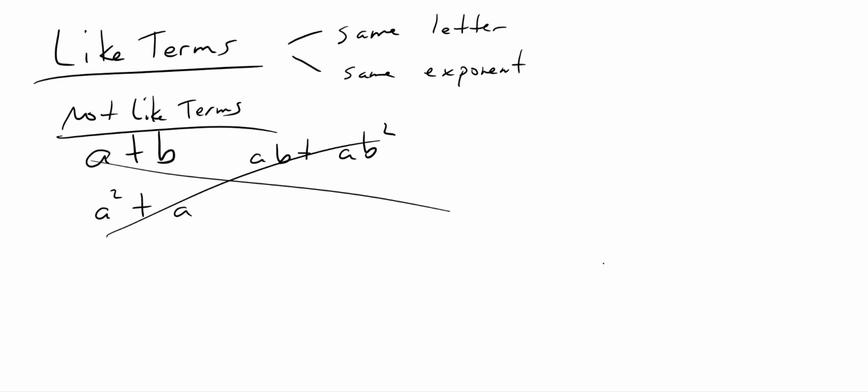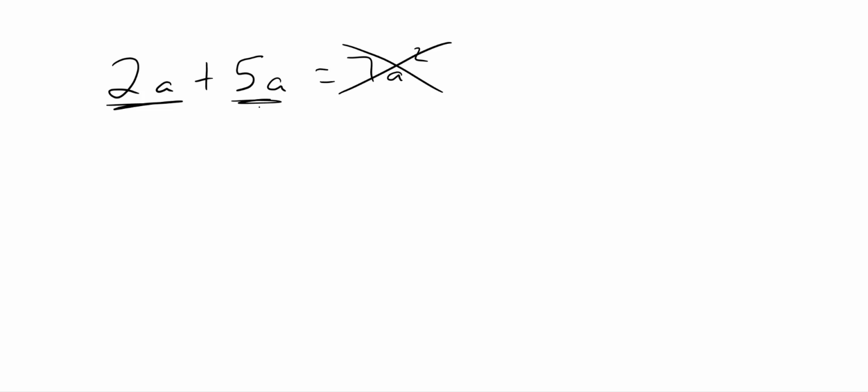Okay, so let's do some examples that are like terms. And it's pretty easy. Okay, so basically if I say something like 2A plus 5A, those are like terms. Now here's the deal, math fans. Please do not tell me this is 7A squared. It's not 7A squared.